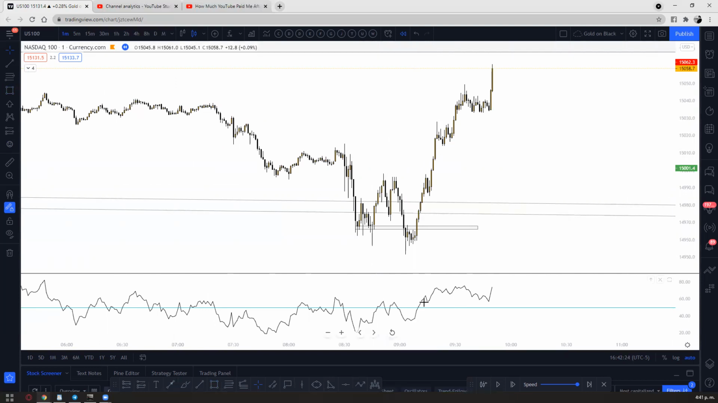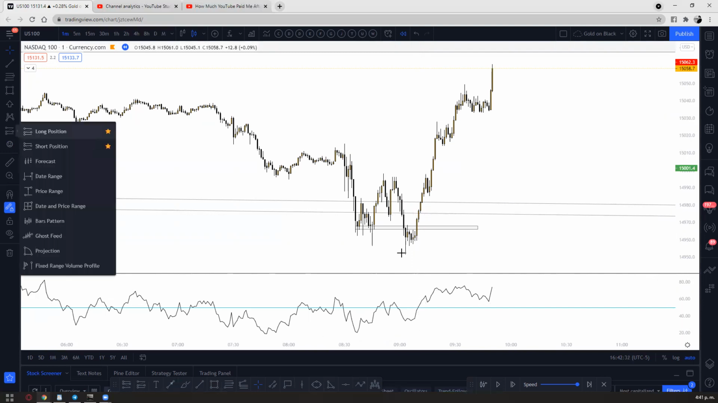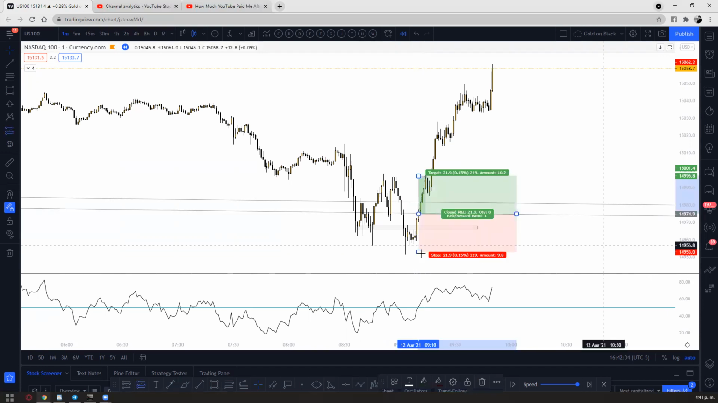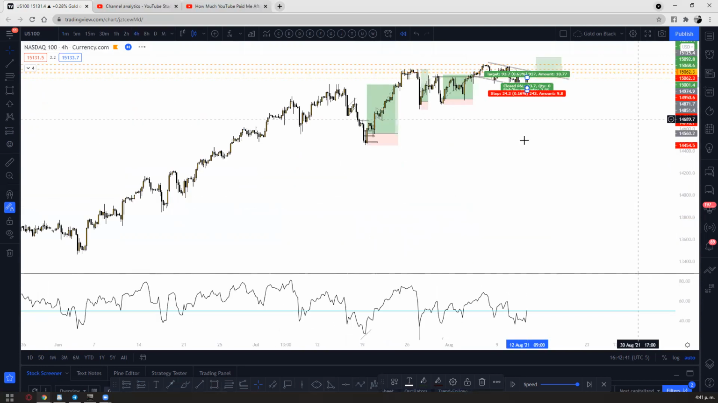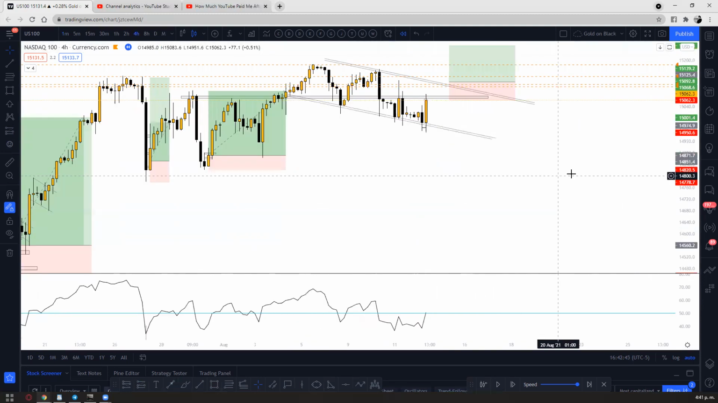And I saw that we were getting on top of the 50% on the RSI around here, made the entry there. Made the entry right there. Stop loss there, on this 1 minute chart. And I already closed it. I didn't want to keep holding it.